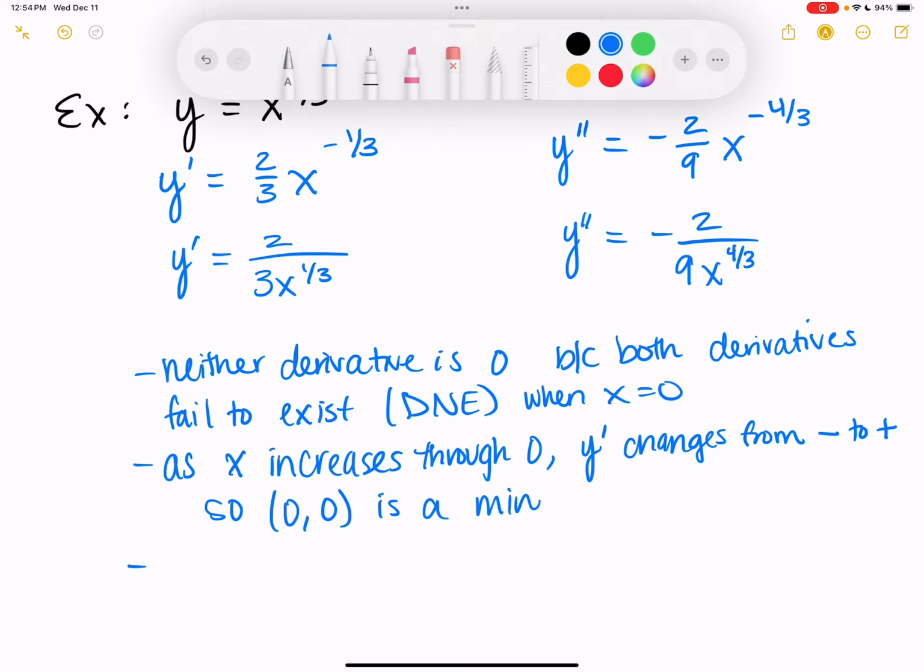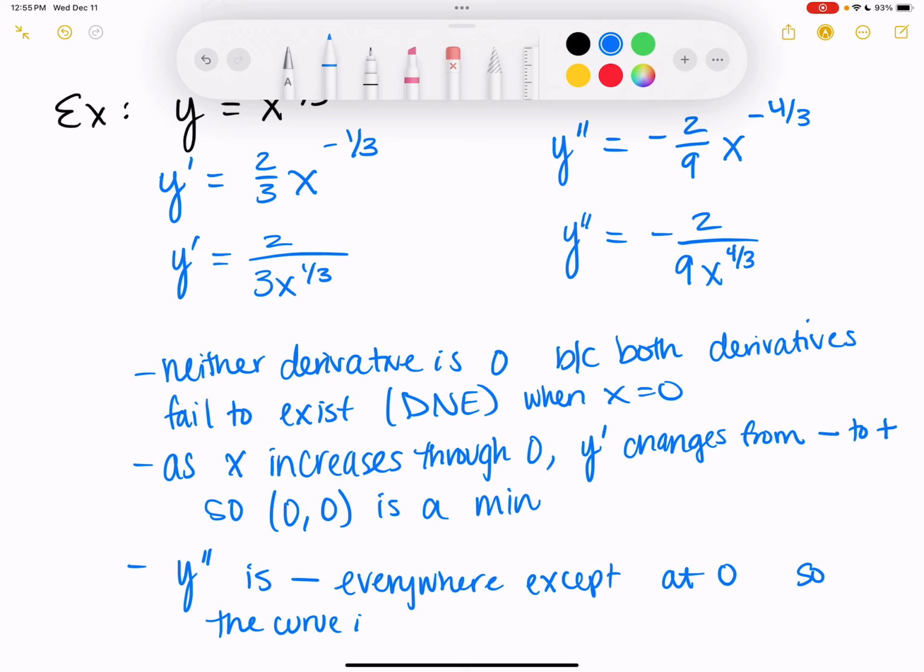we need to also look at y double prime. So what happens if I put in a -1 in y double prime? Positive. Oh, negative. Wait, it would be -2/9, right? -1 raised to the 4th becomes positive, and so it'd be -2/9. What if I put in 1? Still -2/9. So it remains negative the whole way through. So y double prime is negative everywhere except at 0. So the curve is concave down.